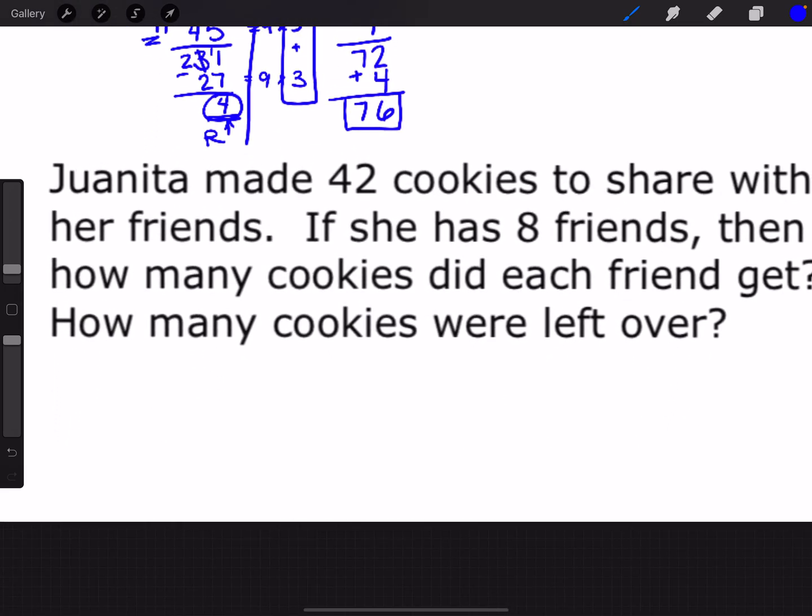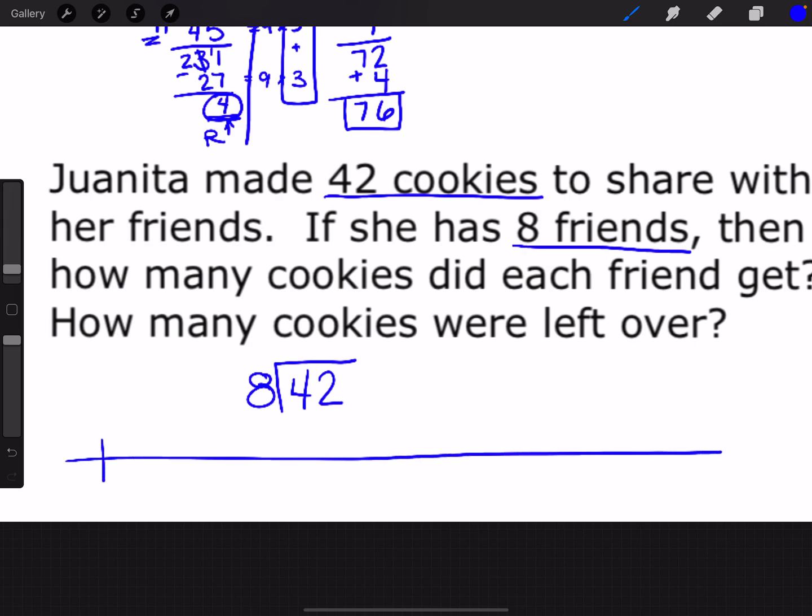All right, so we have a math problem. Juanita made 42 cookies to share with her friends. If she has 8 friends, then how many cookies did each friend get? How many cookies were left over? All right, let's figure out what our dividend and our divisor is. So we have 42 cookies and 8 friends. We know that the 42 is the dividend, and 8 is the divisor.